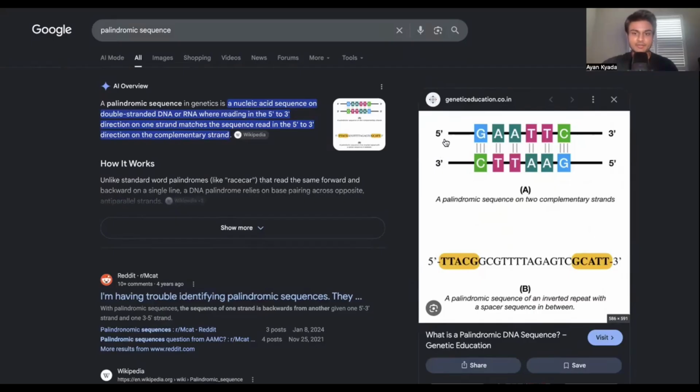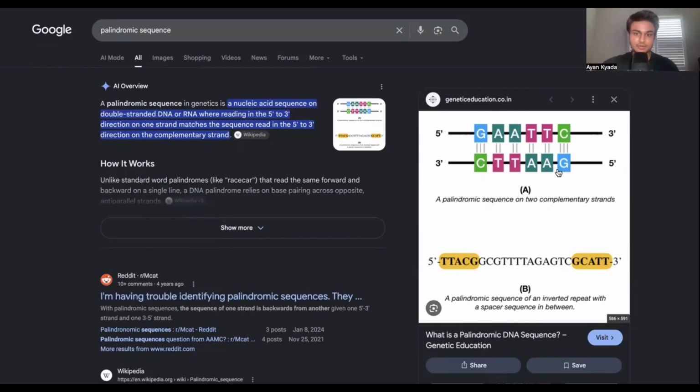So for the top strand from the 5' to 3' direction, we have GAATTC. So for the complementary bottom strand from the 5' to 3' direction, we should have the exact same nucleotide sequence. And we do, GAATTC. So they both read the same exact sequence in the 5' to 3' direction.